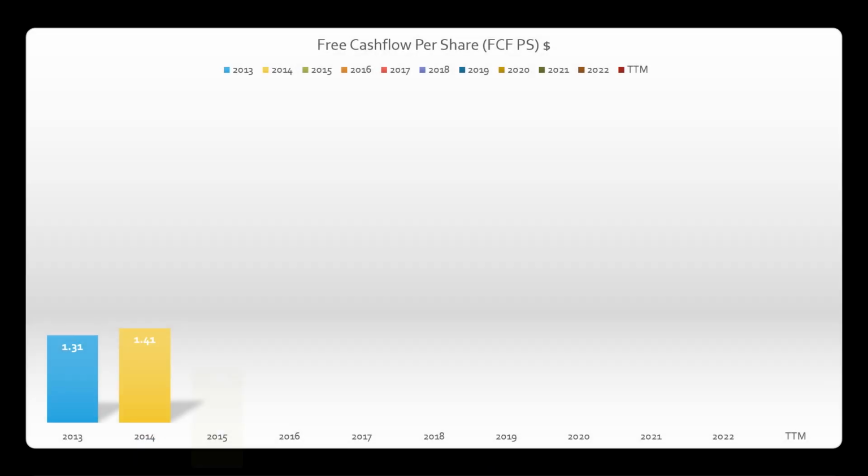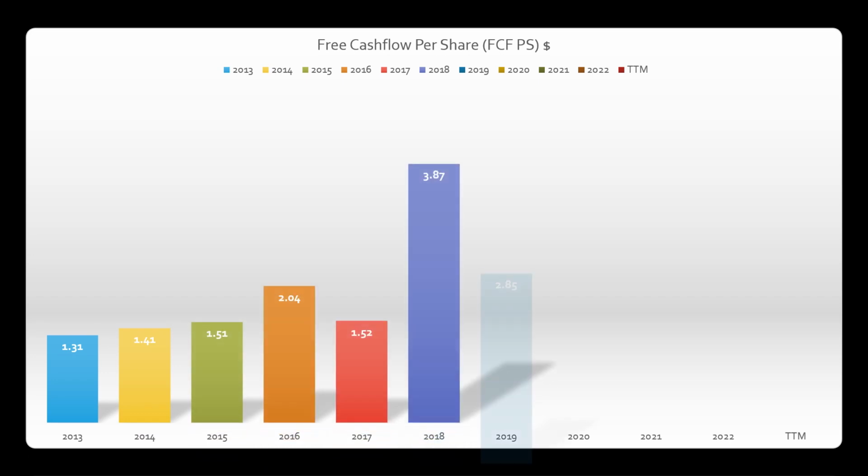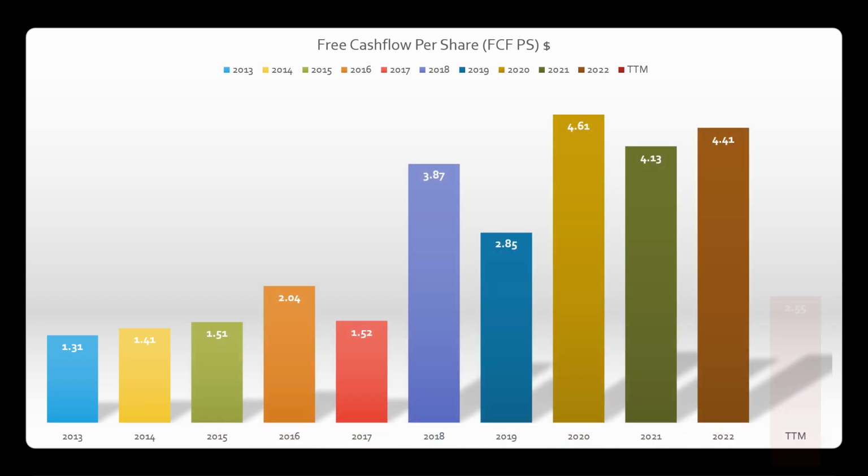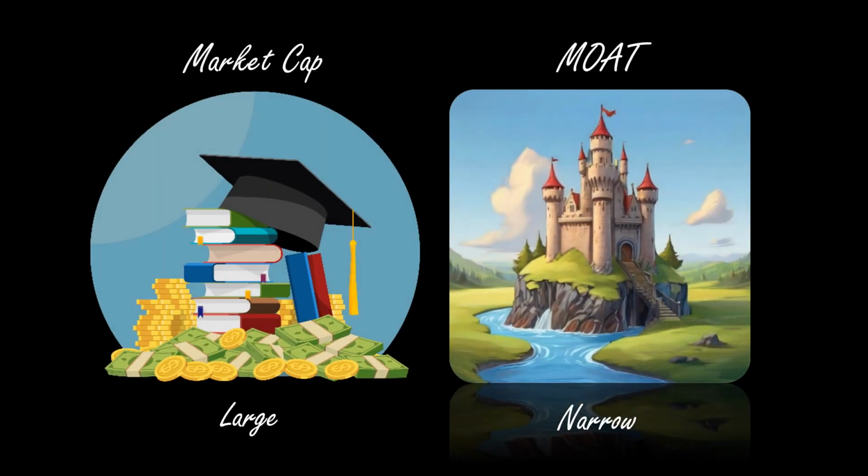Let's take a closer look at PayPal's free cash flow, and we can see it's been a little choppy in the last few years, but it's still fairly healthy. PayPal has a large market cap, and Morningstar believe that they have a narrow moat, and they currently own 41% of the market.